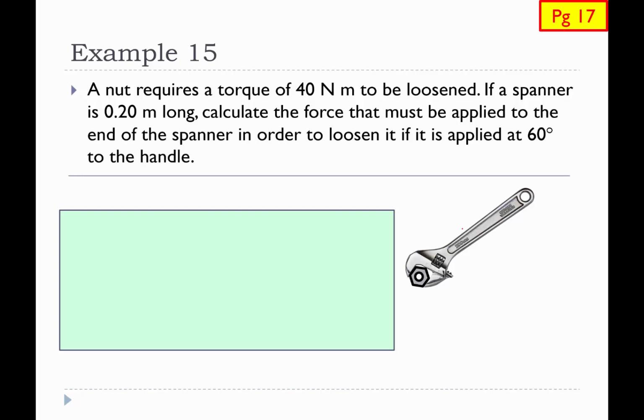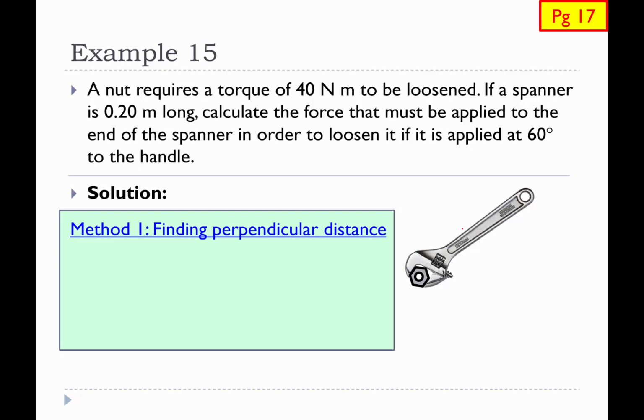Okay, so we have the diagram here. First and foremost, there's method one, we can find the perpendicular distance. I have a force at 60 degrees applied to the handle. I extend the line of action. The pivot has a distance of 0.60 to the point at which the force is acting, but the perpendicular distance in this case is 0.20 sine 60 degrees. So once again, how do we find the perpendicular distance?